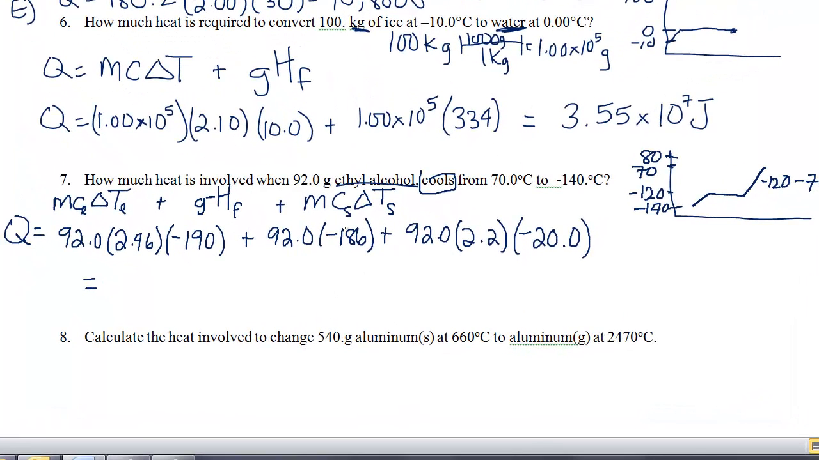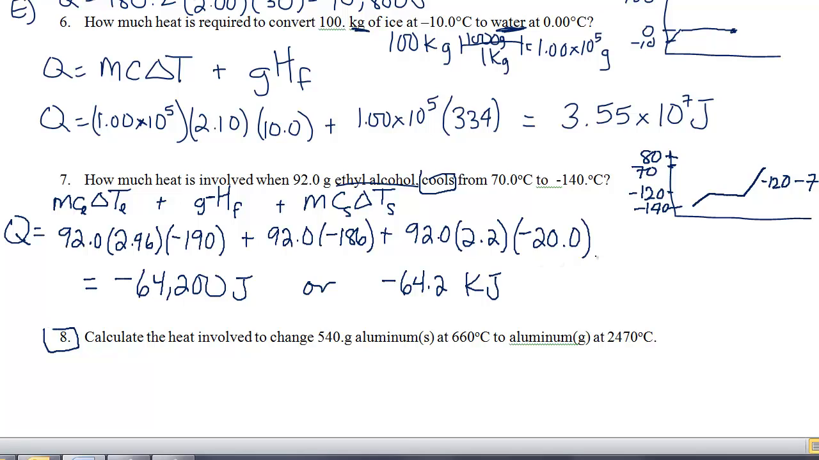You can just do it all at once. And you get a negative 64,200 joules. This is a lot of times why we use kilojoules. If you want to change it to kilojoules, that'd be a negative 64.2 kilojoules. Either answer would be fine. It's acceptable. Okay, I want you to try number 8 by yourself.